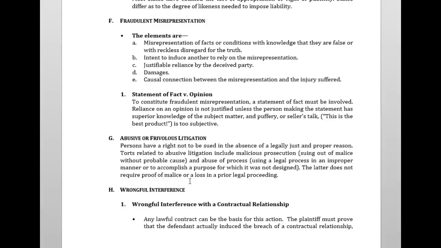So what we're saying is you have to be making a statement of fact that is false, and you have to be presenting that statement of fact as truth, when in reality it isn't true. And it can't be of a general sort, such as saying, this is the best product out there. You have to be giving them specific reasons why, and those reasons have to be fraudulent.